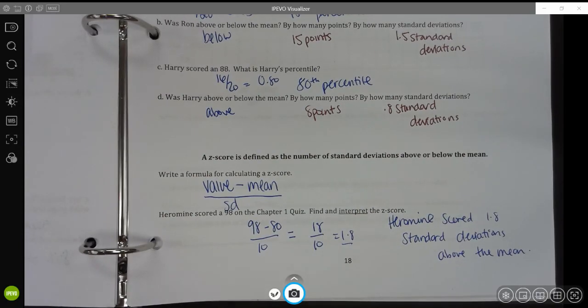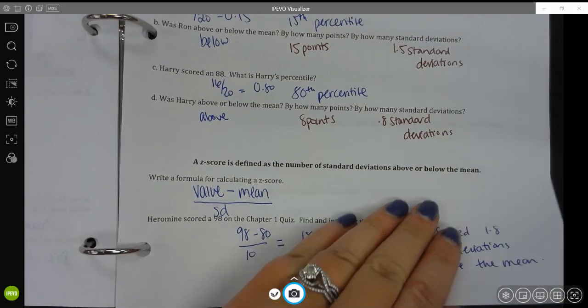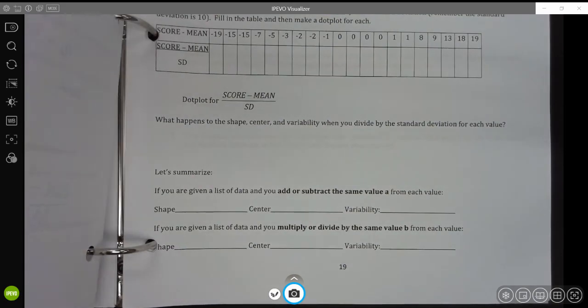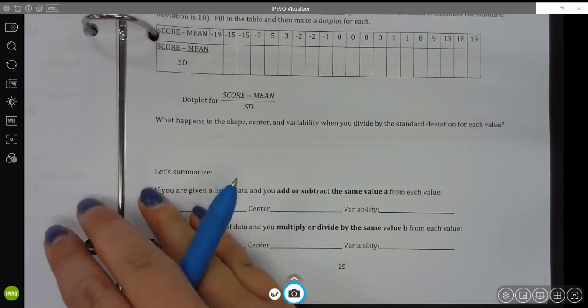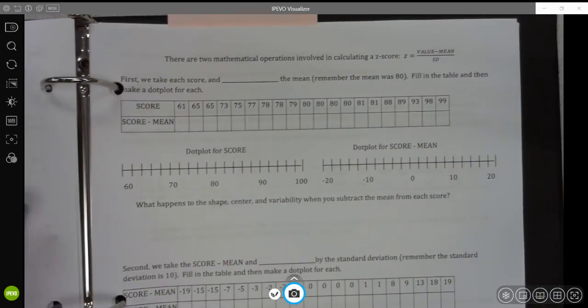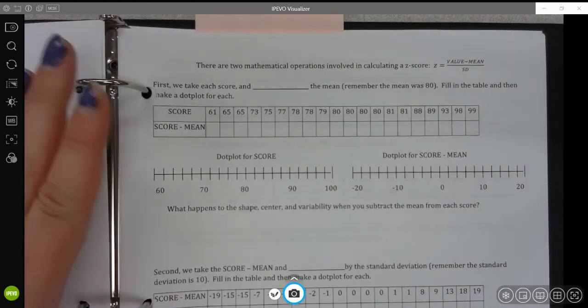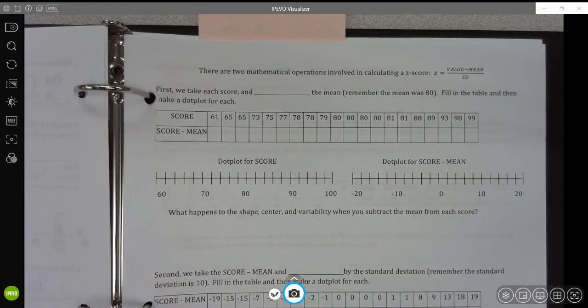We're going to talk about why z-scores are important, okay, as well. Okay, so in the next video, we're going to talk about z-scores just a little bit more intensely, about what they mean and how to interpret them. Okay, so stay tuned for the next video.